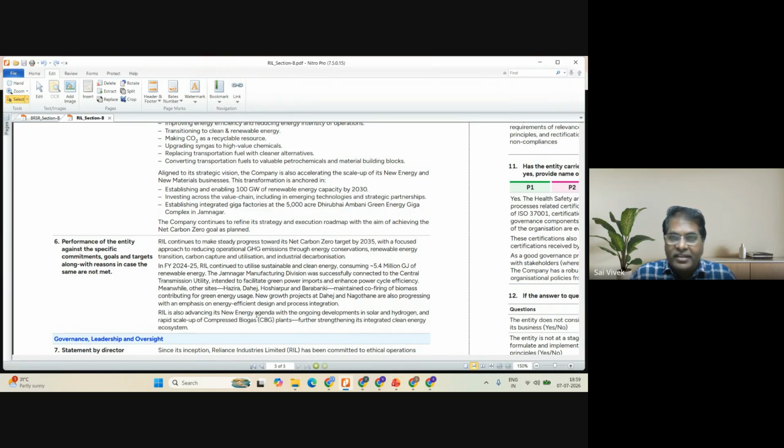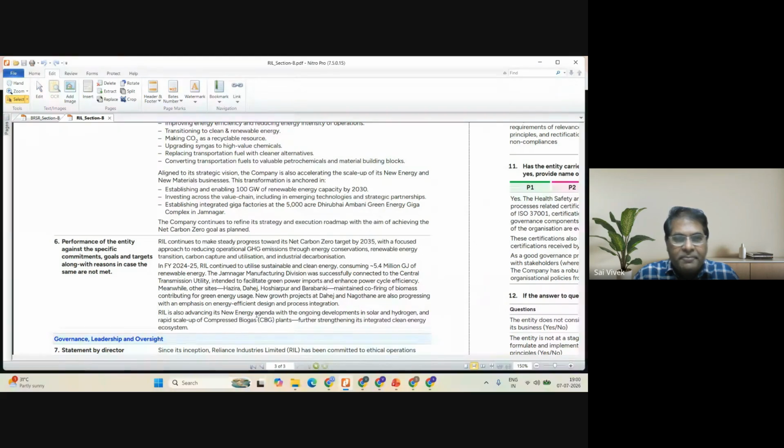The Jamnagar, next point, we'll see what it has done. The Jamnagar manufacturing division was successfully connected to the central transmission utility, intended to facilitate green power imports and enhance power cycle efficiency. So this is the second performance metric. It has connected to the central transmission utility, that is the grid. It has produced some electricity and it has connected to the grid. This was done and they have shown that it was achieved. So this is a second milestone.